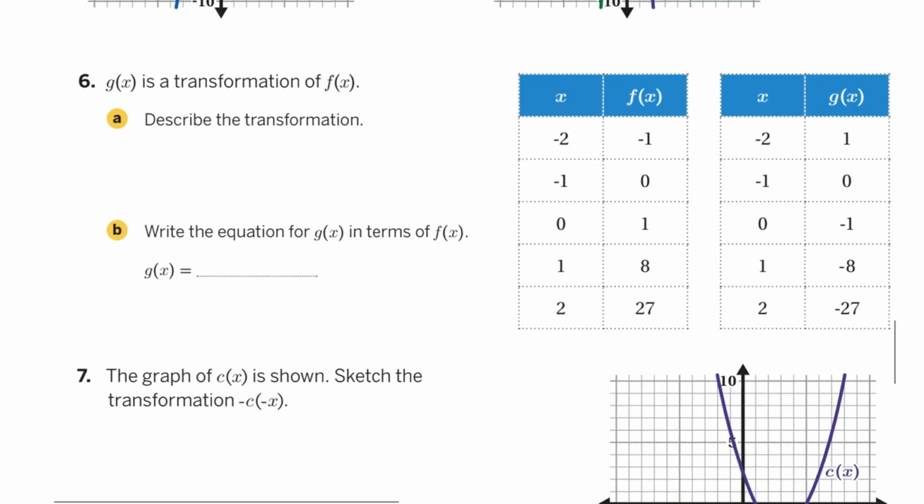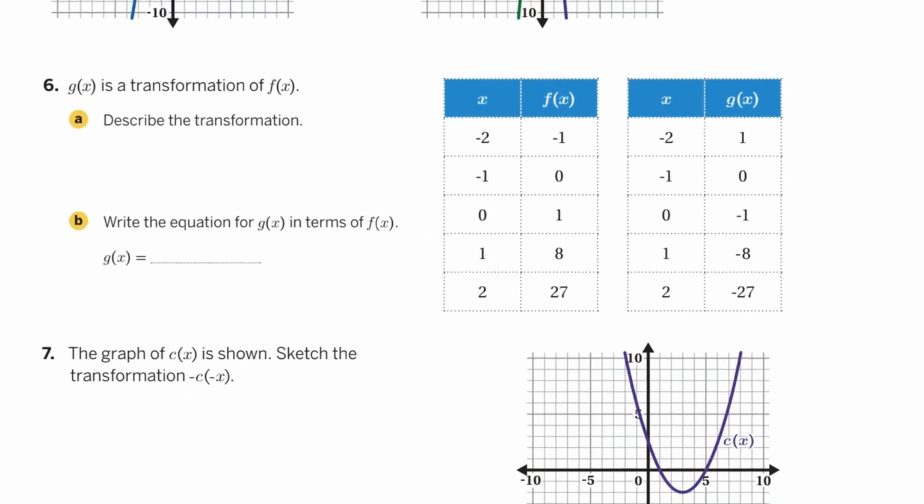Okay, for number 6, g of x is a transformation of f of x, and we are asked to describe the transformation. There are a couple of different ways that you could describe it. When I look at this, I see that all of the outputs here are the opposite sign, or multiplied by -1. If I was going to write the equation for that, I would be multiplying, again, the outputs. So I would say negative f of x.